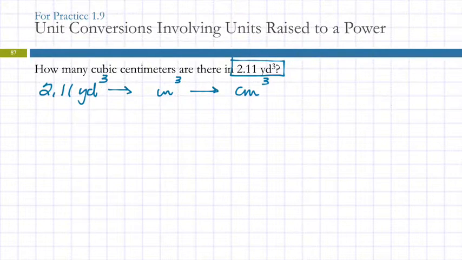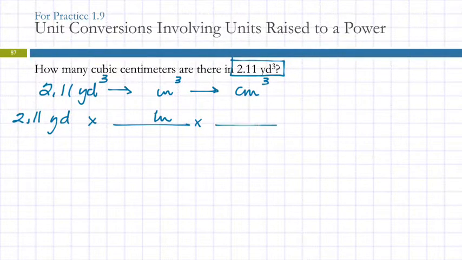So now what I'm going to do is write my path, again just setting the cube aside, and I'll bring it in again at the end. That was the right end. 2.11 yards. And I have 2 arrows. I have 2 conversion factors. I've got inches here, and I've got centimeters there. So the inches are going to be in the bottom, and the yards are going to be in the bottom because I want these guys to cancel out.